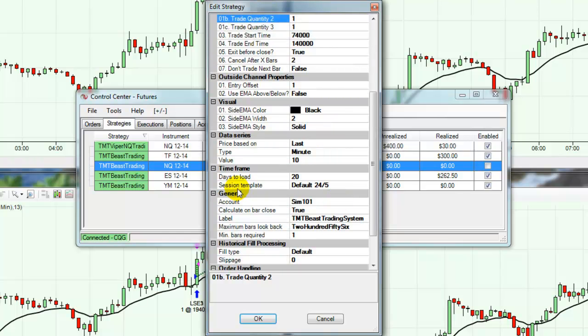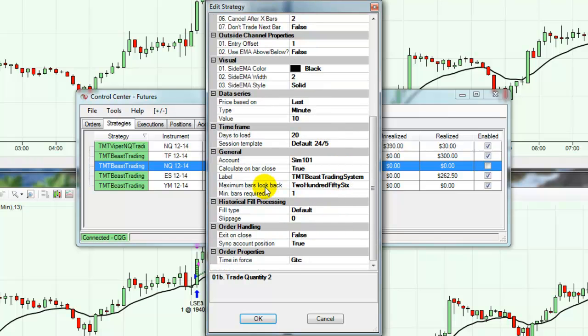And down here, you want to make sure that your session template is set to default 24/5. And then calculate on bar close, make sure it's set to true. You should have the TMT Beast trading system loaded into the label. And then down here, sync account position is true.